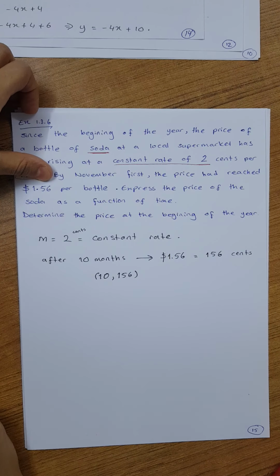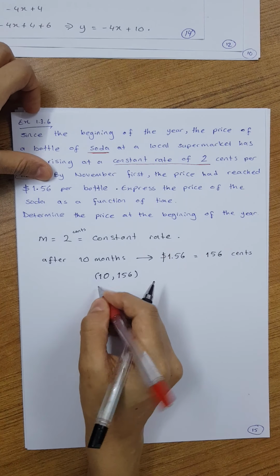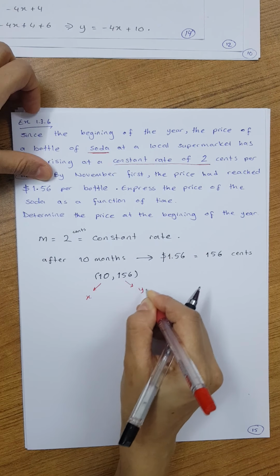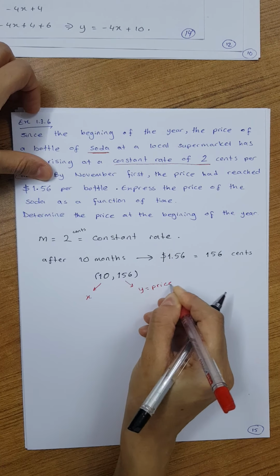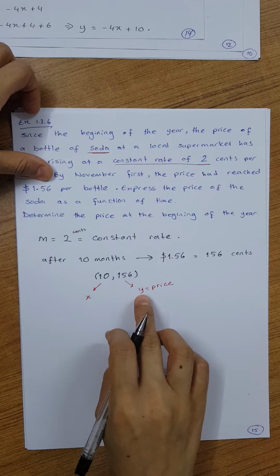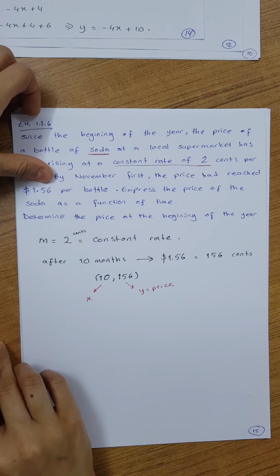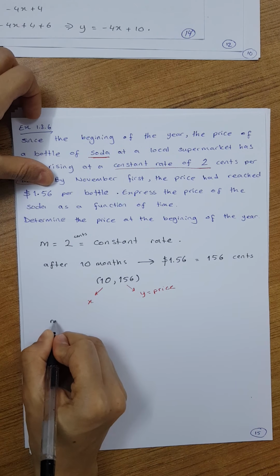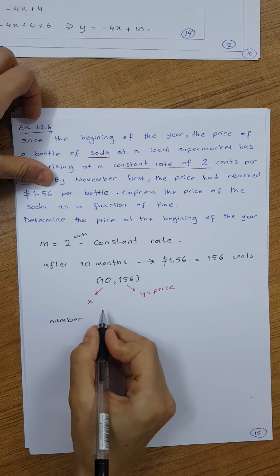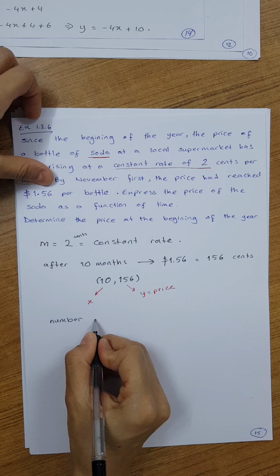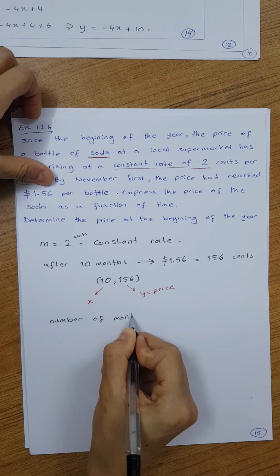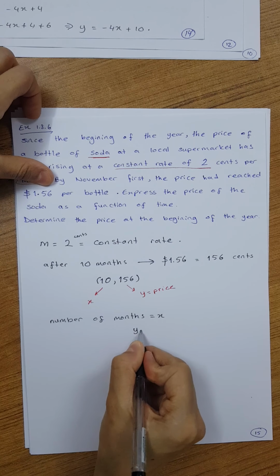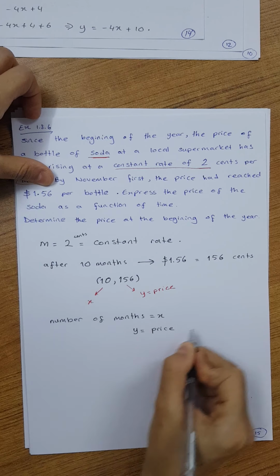That is the relation. Okay, we are representing the number of the months as x and the price of the bottle of soda as y. The price we will represent as y, and that's equal to 156. So the number of the months, I will write it here because we have to analyze it and write what is representing what. Number of months, we will represent it as x, okay, and y is the price of the bottle of the soda.